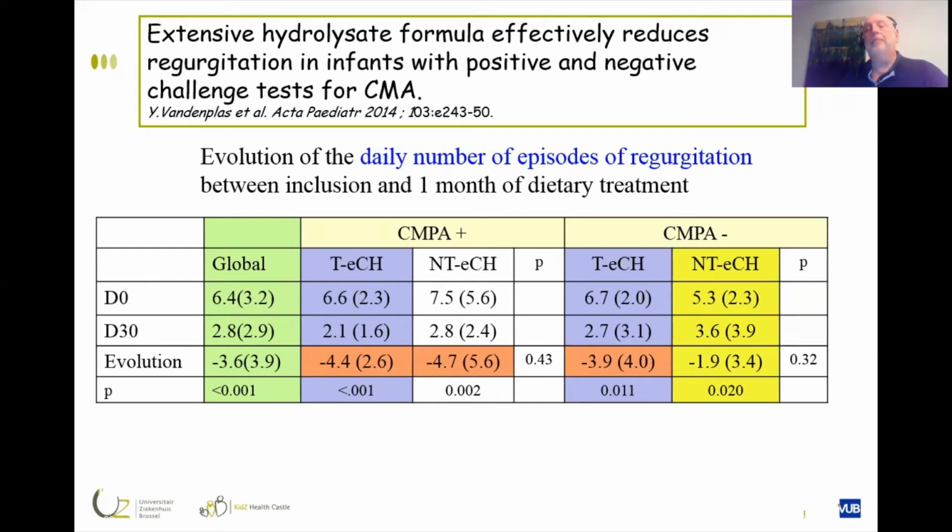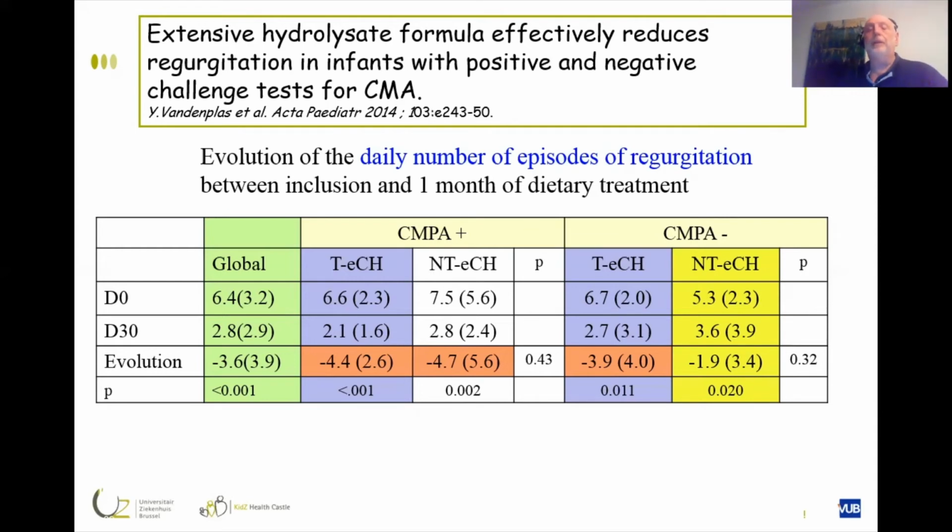However, in the group with cow's milk protein allergy negative, those with a negative challenge test, the thickened extensive casein hydrolysate was effective in decreasing the episodes of infant regurgitation and was much more effective than the non-thickened extensive casein hydrolysate, although there was also a significant reduction of the reflux symptoms in the group treated with the non-thickened extensive hydrolysate, which had a negative challenge test. And that's because of the gastric emptying of the casein hydrolysate, which is faster than that of the intact protein.